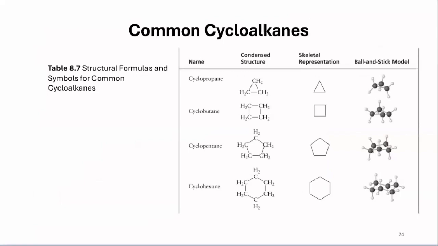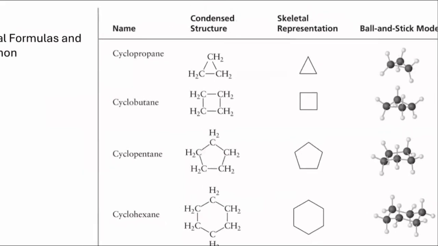When it comes to cyclic alkanes, understand that their name is going to incorporate the word cyclo to represent their cyclic nature. As for how we represent these molecules in a condensed structural formula or skeletal representation, we can see them specifically here in table 8.7. The smallest cyclic alkane that exists is cyclopropane. Prop, a prefix that we learned before that represents 3 carbons, lets us know that this cyclic alkane has 3 carbons. 1, 2, 3.